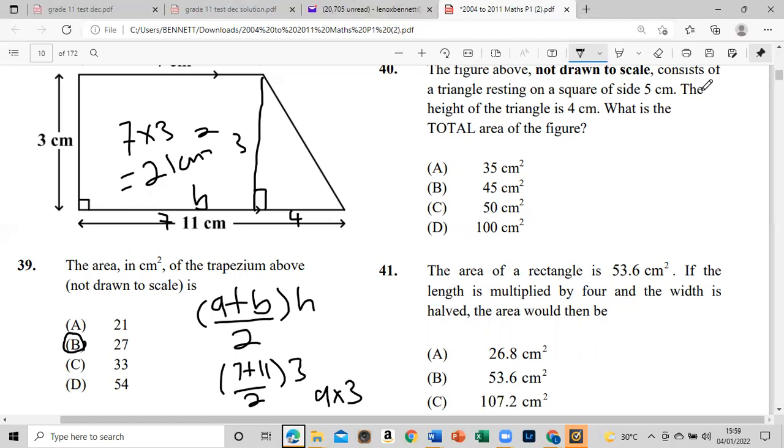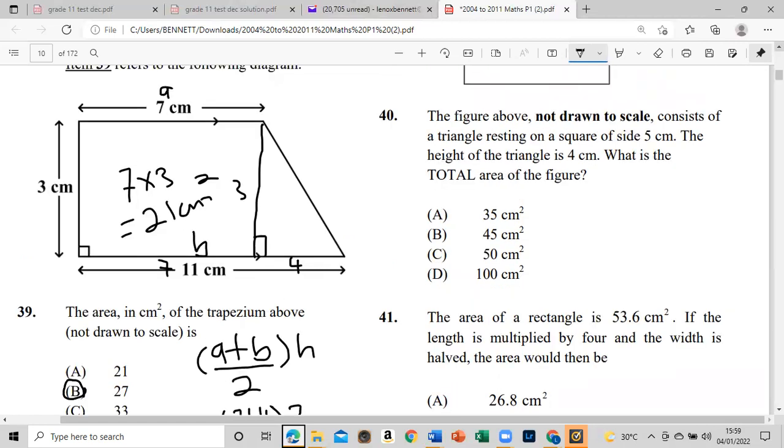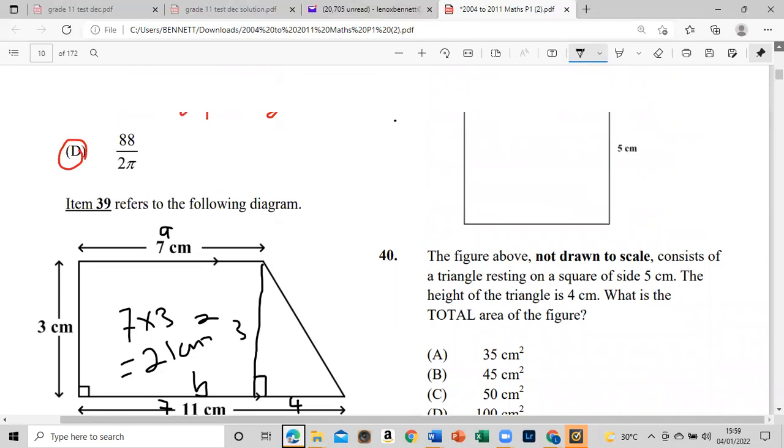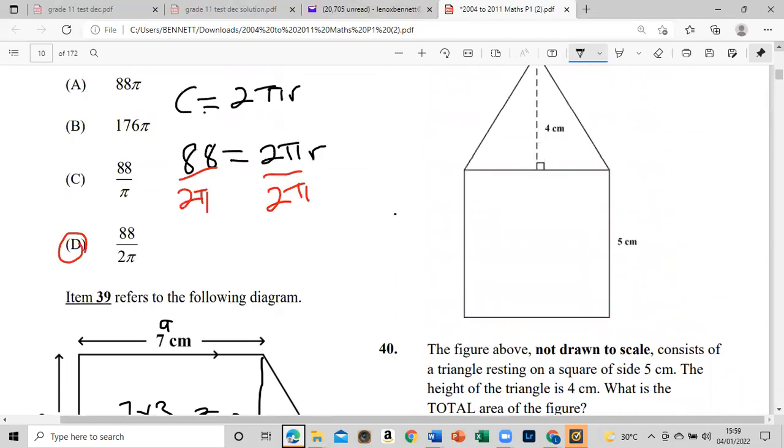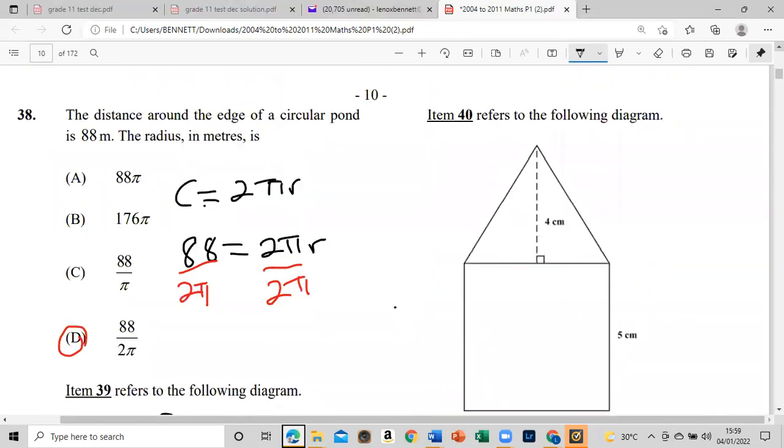All right, so let's move on to 40. We have 2/3 there. You're going to get a 1 for yourself. All right, so 40 refers to the following diagram. This is 40. That's our 5, that's our 4.